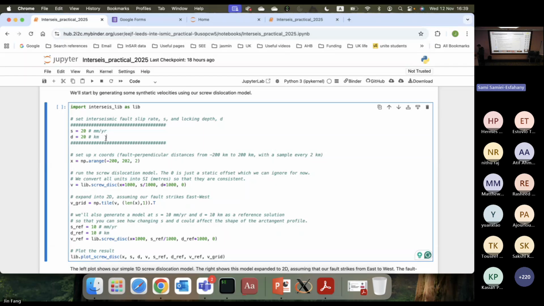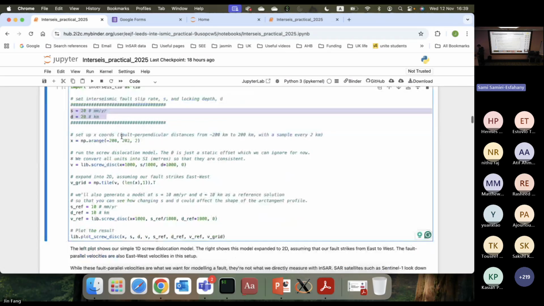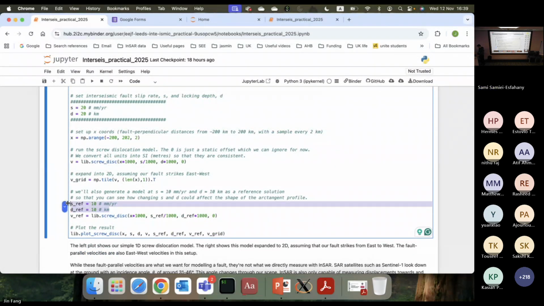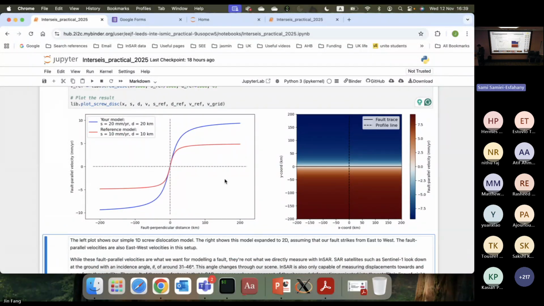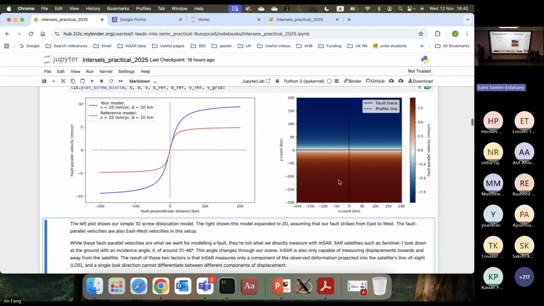For example, let's set slip rate and locking depth of 20 millimeters per year and 20 kilometers respectively. And we'll compare with a reference solution, say 10 millimeters per year and 10 kilometers depth. We can plot the results. So on the left plot, you can see a simple 1D screw dislocation model, and on the right, we expanded the model to 2D, assuming the fault strikes roughly from west to east.